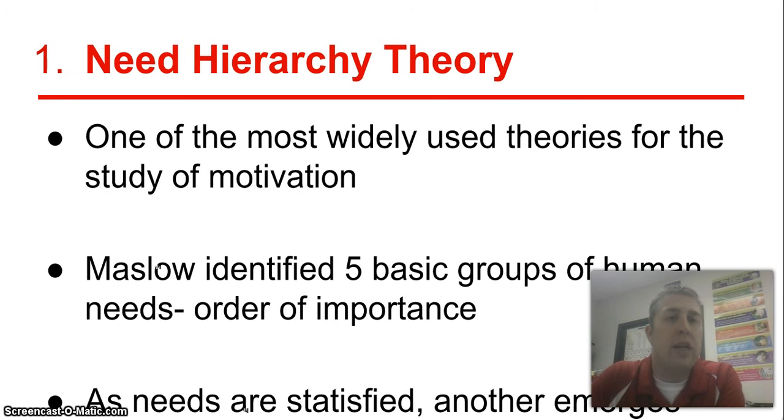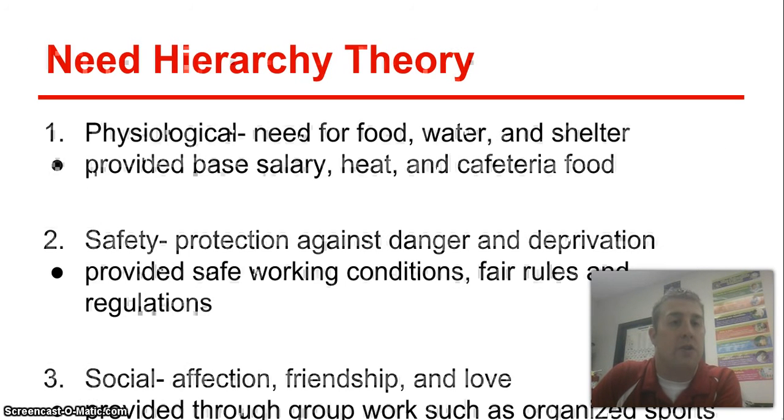So we'll first start with the need hierarchy theory. First of all, this is one of the most widely used theories in the study of motivation, mainly because it defines essentially five basic groups of human needs and puts them in order of importance, basically what we need first, and then from there, as we fulfill those, as they're satisfied, other needs emerge. And anytime we're talking about students and co-workers, we're always looking at what are their basic needs, what do they need to fulfill, and that's basically what the need hierarchy theory describes.